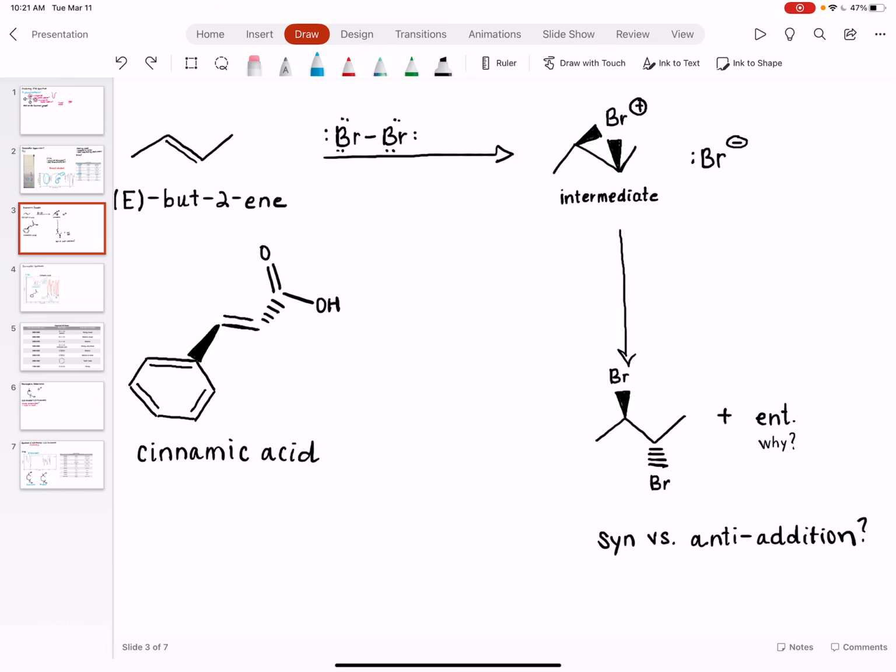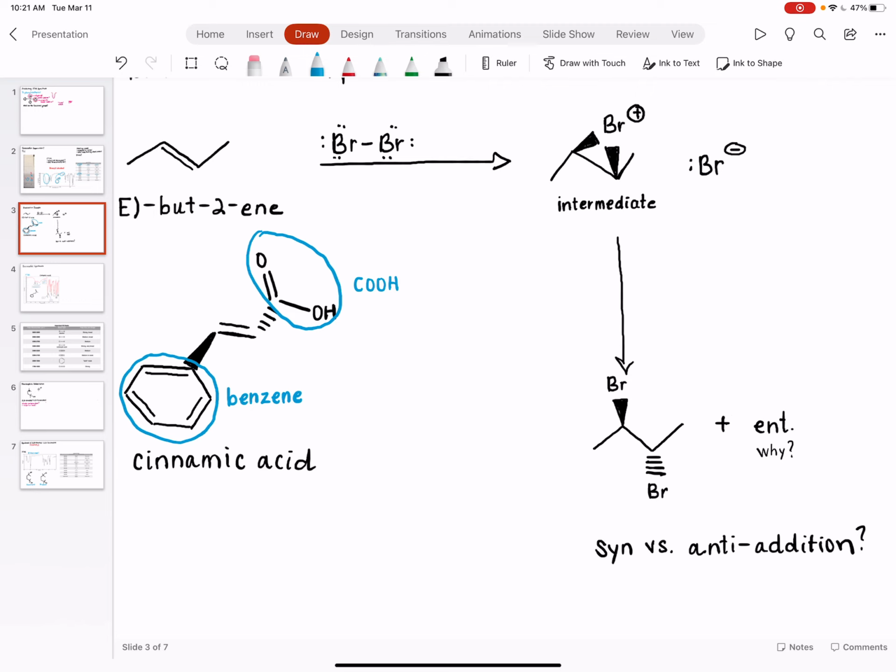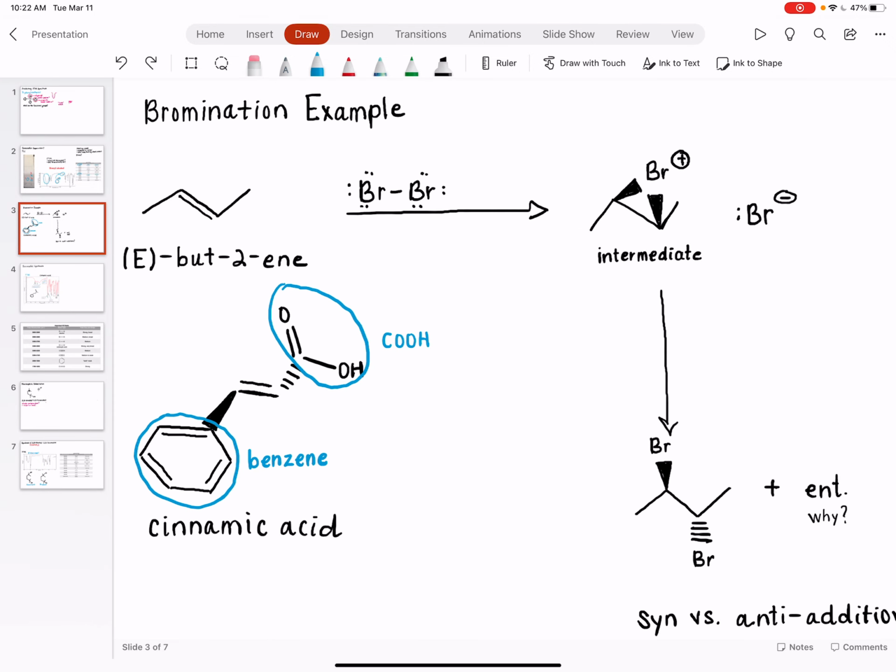So when I first look at this molecule, I see a functional group here, and that's carboxylic acid, or COOH. I also see a functional group here, and that is our benzene. So hopefully these are familiar to you. And when I remove these groups, we're really just looking at butene, which is a 4-carbon chain with a double bond. Here's our double bond. So we're looking at a simple molecule if we remove those R groups. And that's what I want to go through for our bromination.